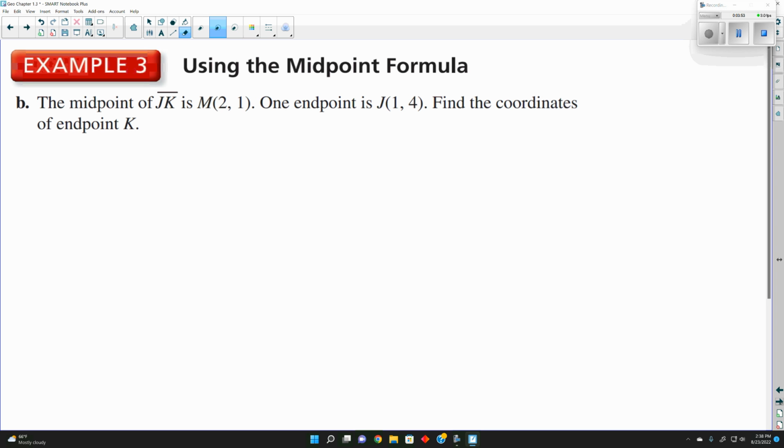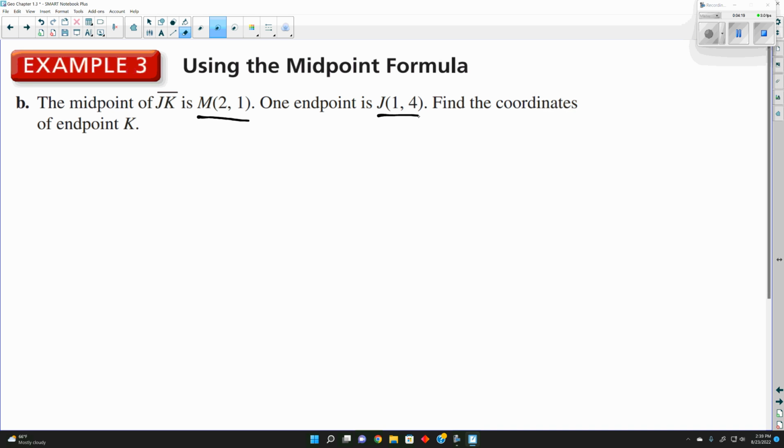Now these next few here are a little bit different. Because if we look at this first one here, it tells us the midpoint of JK is M, 2, 1. So it's telling us the midpoint already. It told us the midpoint is the point 2, 1. One of the endpoints is J, 1, 4. Find the other endpoint. So we're wanting to find the other endpoint.